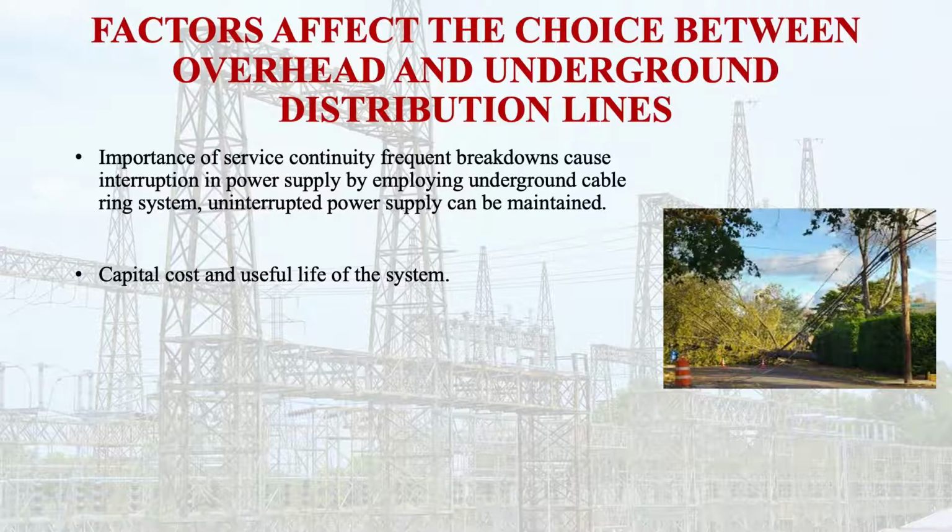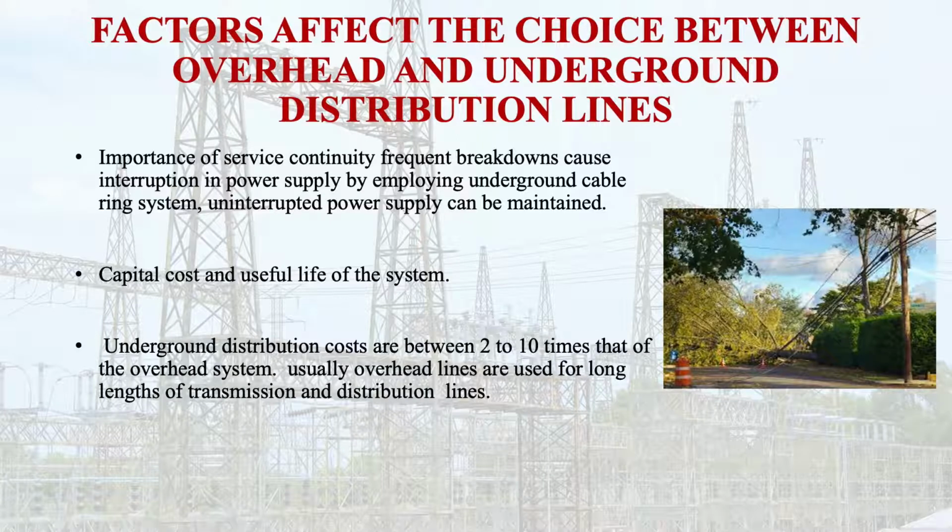So this is also a reason of choice for going to underground or overhead lines. Then the capital cost and useful life of the system. Underground distribution costs are between 2 to 10 times that of the overhead system. Usually overhead lines are used for long lengths of transmission and distribution lines.